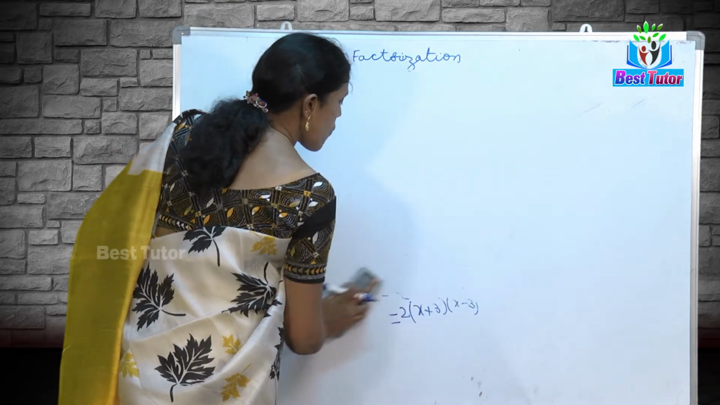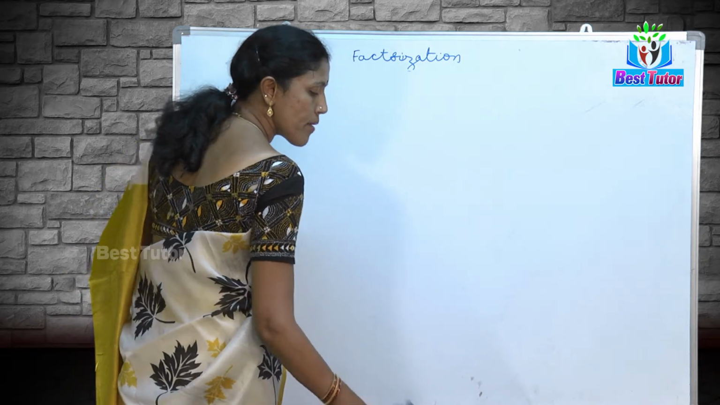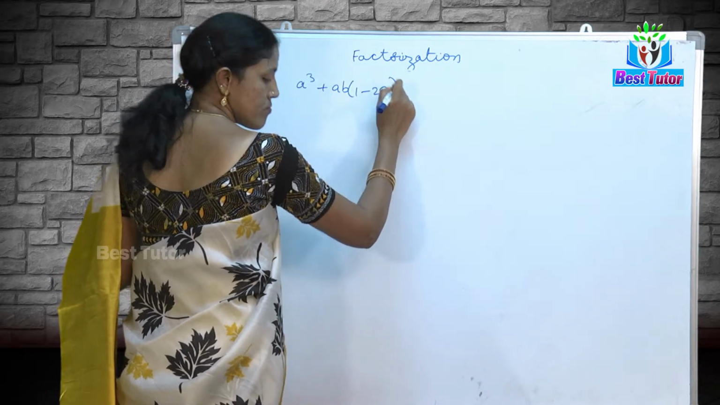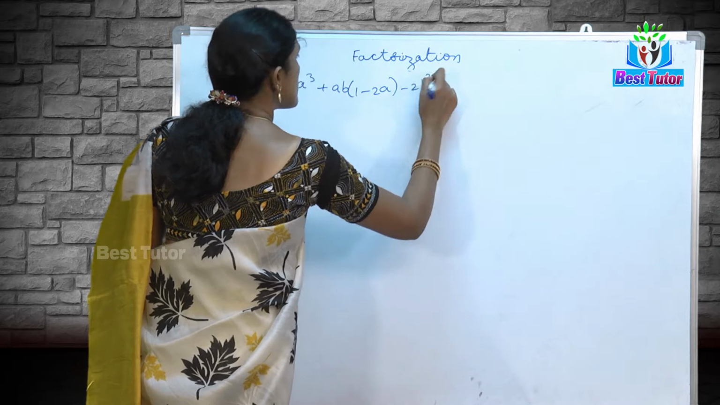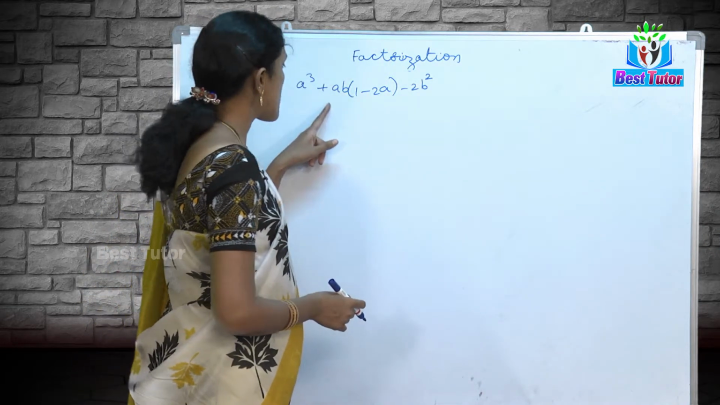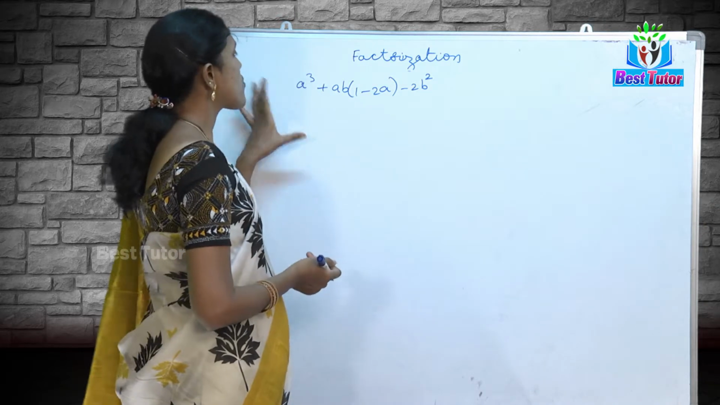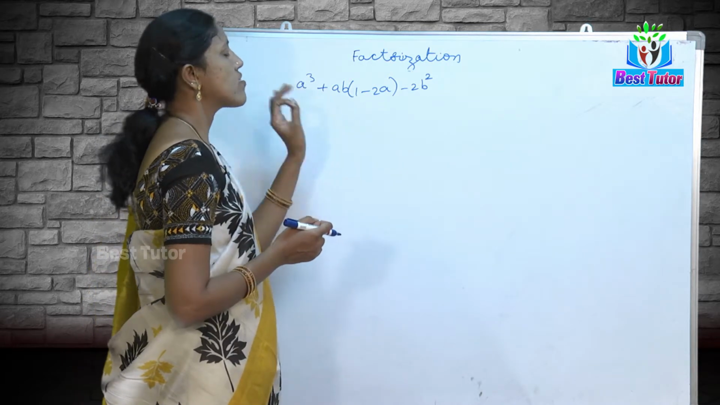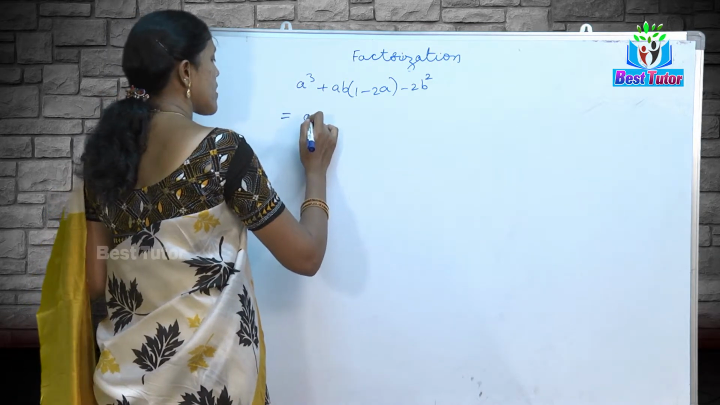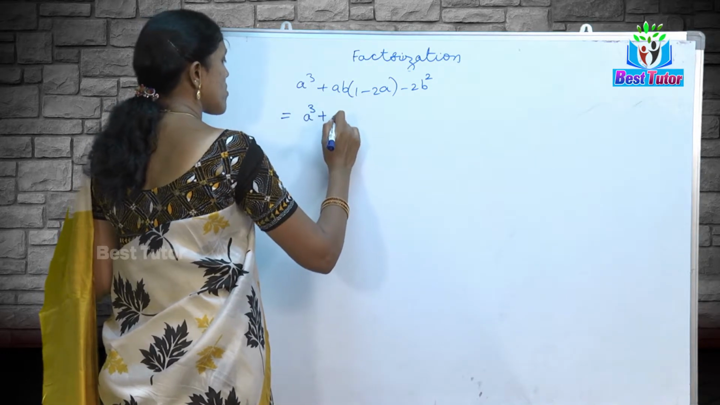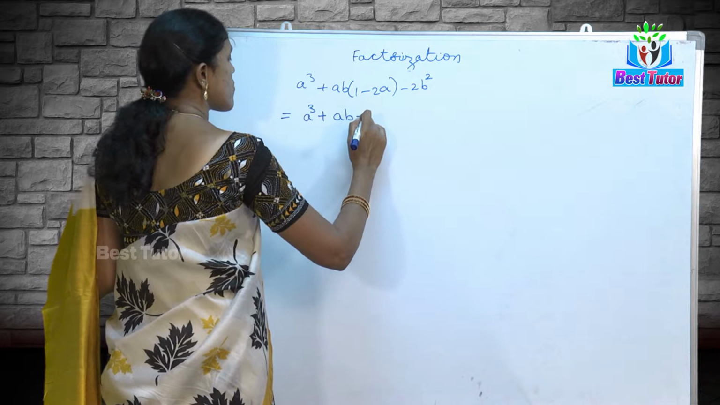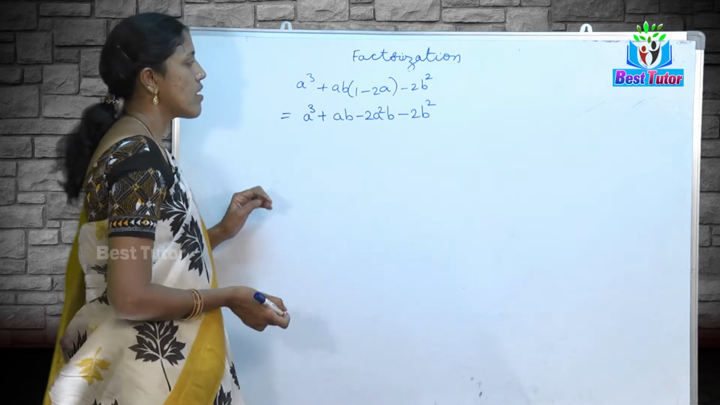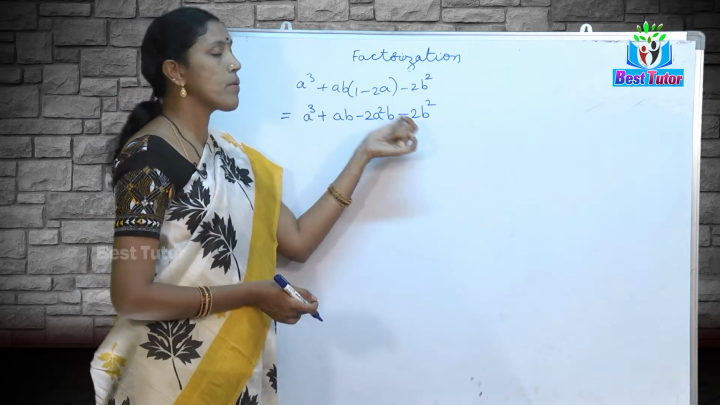Let us consider one example which is a combination of methods. Let us try this example. Randomly I have chosen an example: a cube plus ab into 1 minus 2a minus 2b square. Let us observe which method is applicable here and how we are going to solve it. Before we continue, we need to first simplify this. Write it in a proper way. a cube plus ab into 1 is ab, plus ab into minus 2a is minus 2a square b, minus 2b square. Right? a cube plus ab minus 2a square b minus 2b square.